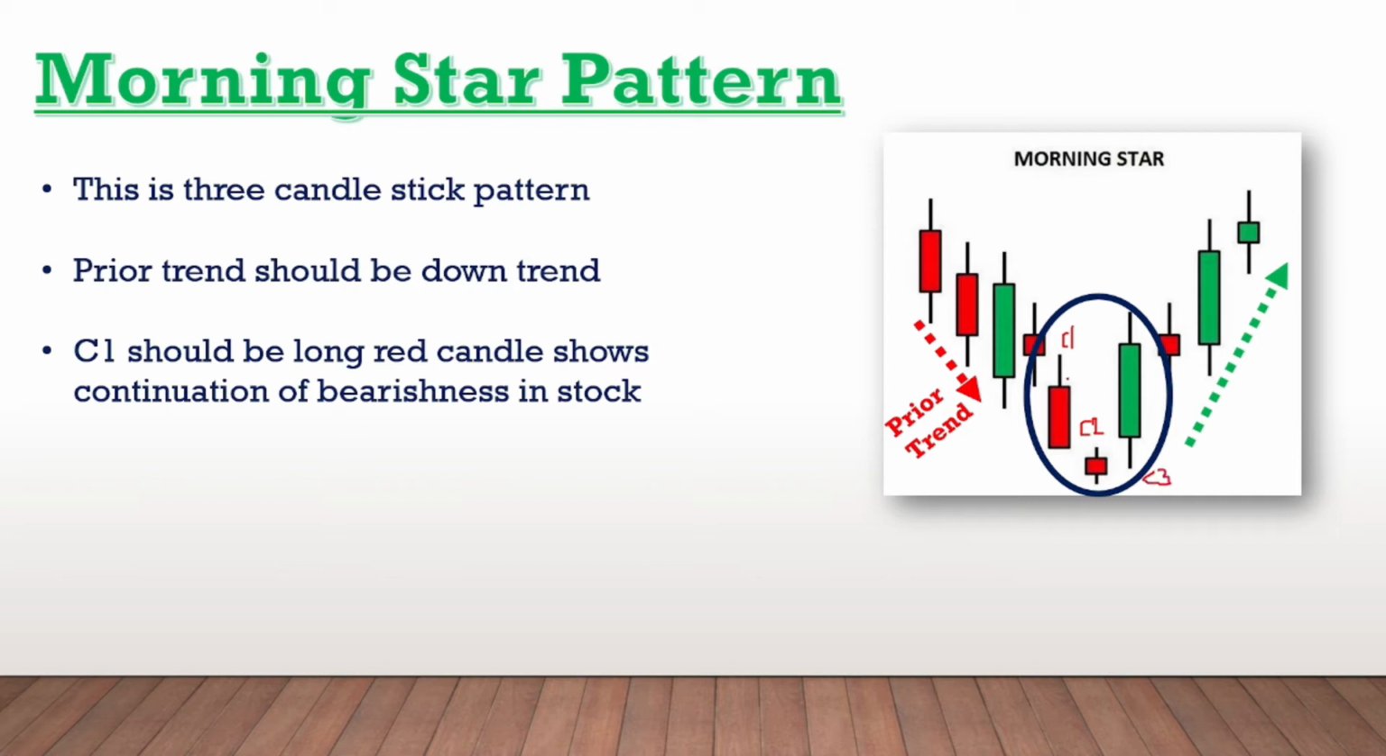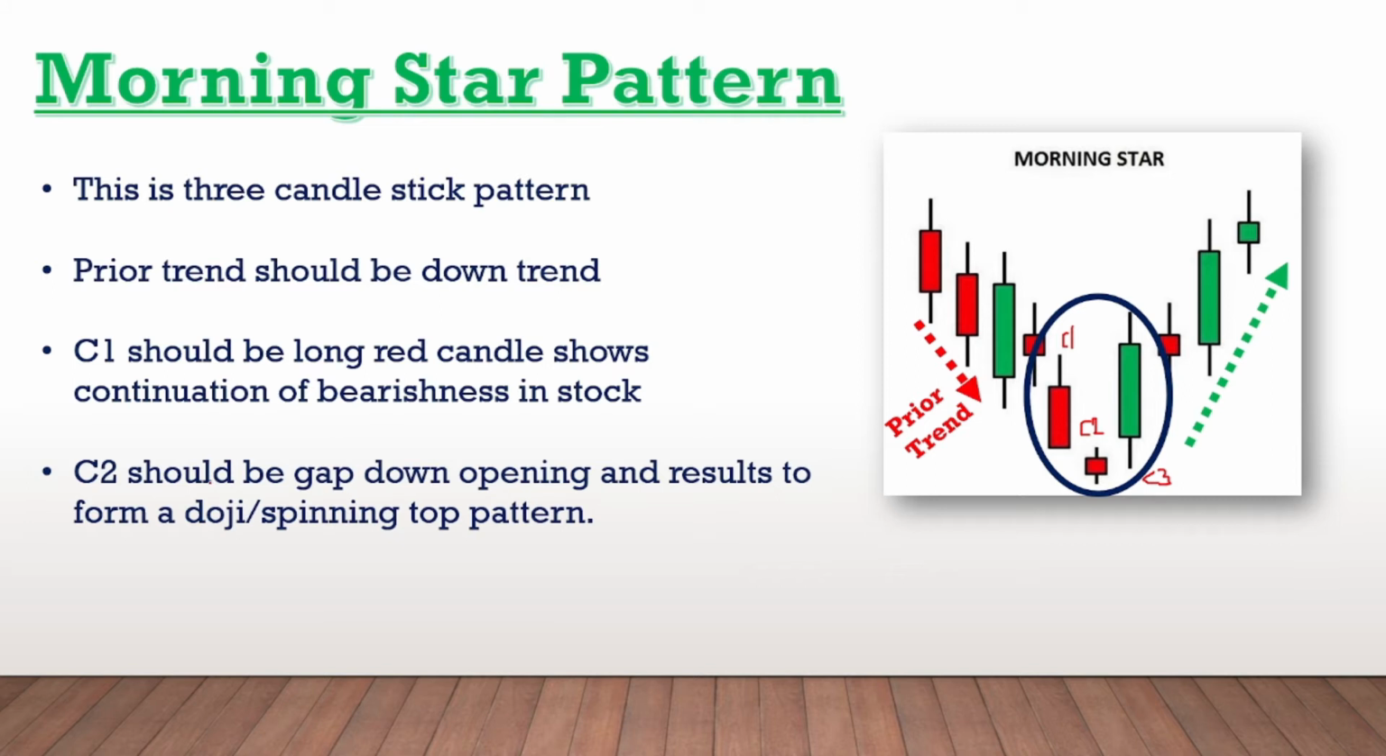The candle C1 is a bearish candle, which confirms that the market has been in a downtrend. The candle C2 should be a gap down opening and result in forming a doji or a spinning top pattern. So friends, as we have discussed, gap down.